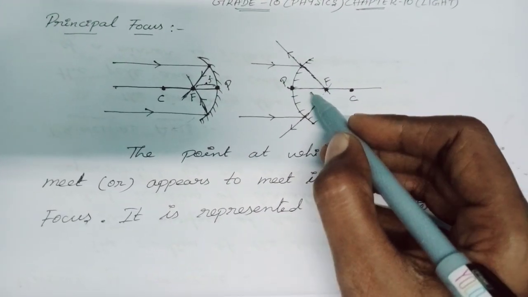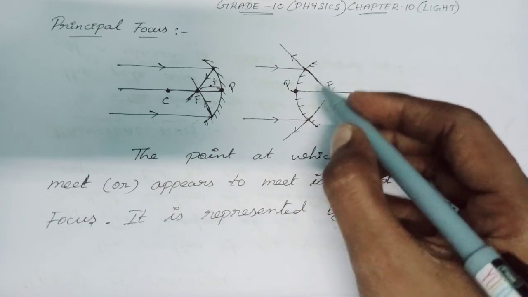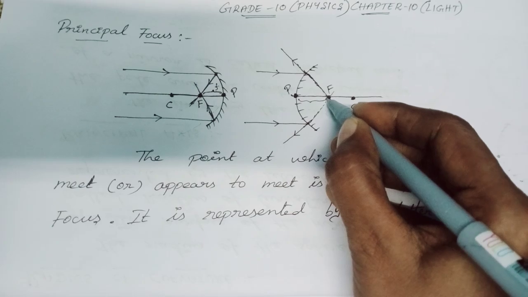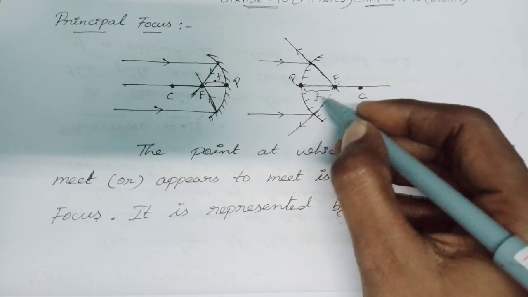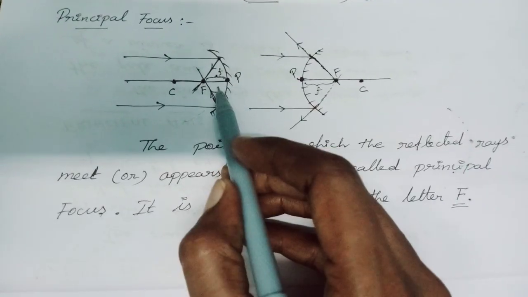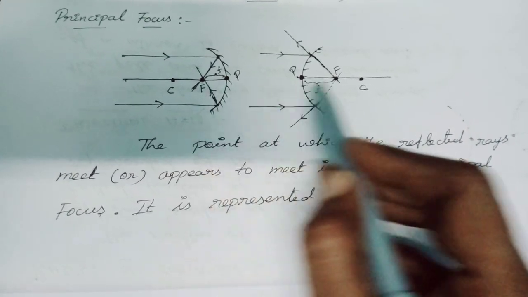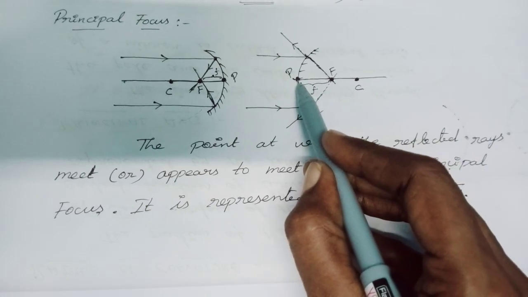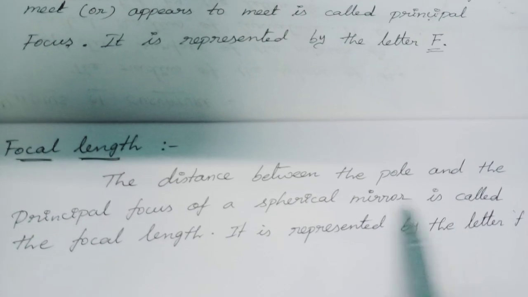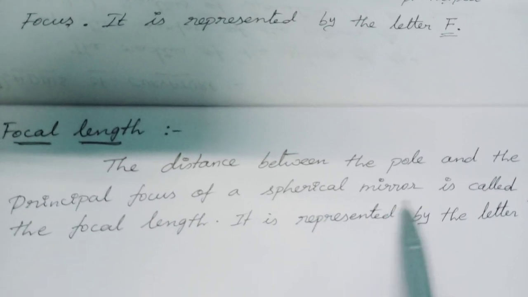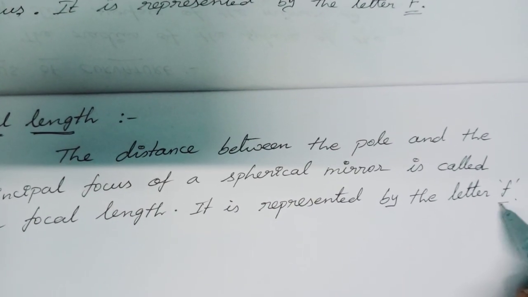For convex mirror, the distance between the pole and the principal focus, it means this distance. This distance is called as what? Focal length, and it is represented by the letter small f. So this is focal length, the distance between the pole and the focus. This is focal length, the distance between the pole and the focus. So see the definition: the distance between the pole and the principal focus of a spherical mirror is called the focal length, and it is represented by the letter small f.